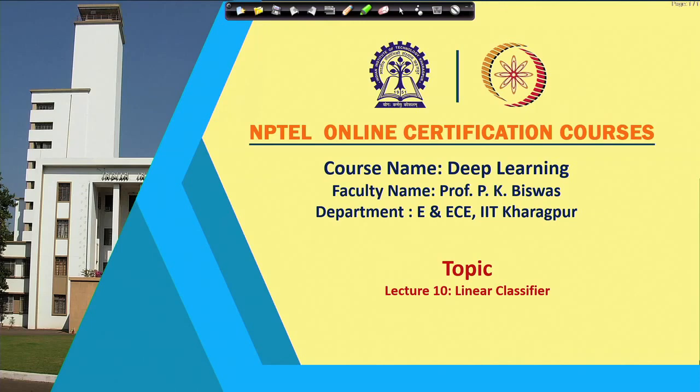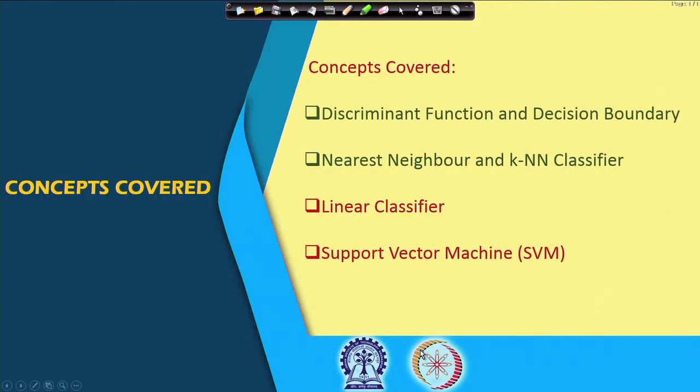In our previous class, we recapitulated the discriminant function and the decision boundary. We talked about the nearest neighbor and KNN, or K nearest neighbor, classifier, and we had started our discussion on linear classifier. So, today let us continue our discussion on linear classifier and then we will move on to support vector machine.